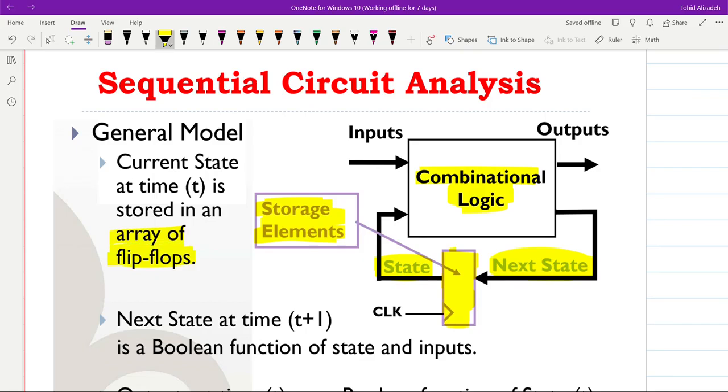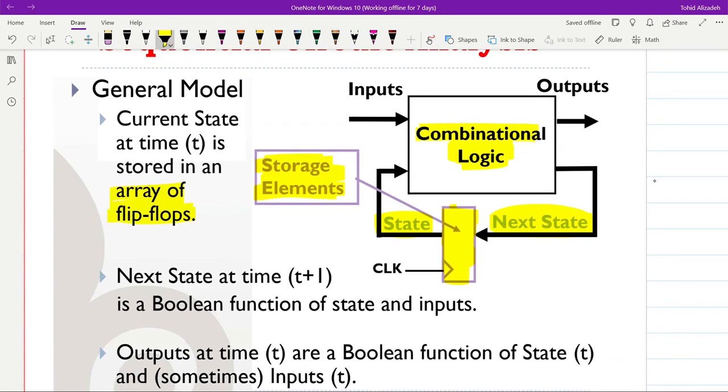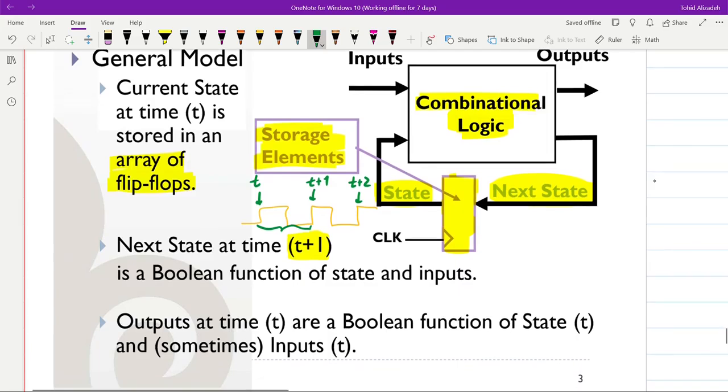This is the assumption that we have for the sequential circuits that we are going to analyze. The next state is at time t plus 1, and t plus 1 here means the next time instant. If we are using the clock, we may say that here we have t, here we have t plus 1, here we have t plus 2, and so on and so forth. This 1 doesn't mean that it will be in 1 second or 1 minute or anything. It just tells us the next rising edge of the clock. So the next state at time t plus 1 will be a Boolean function of the state and the inputs.